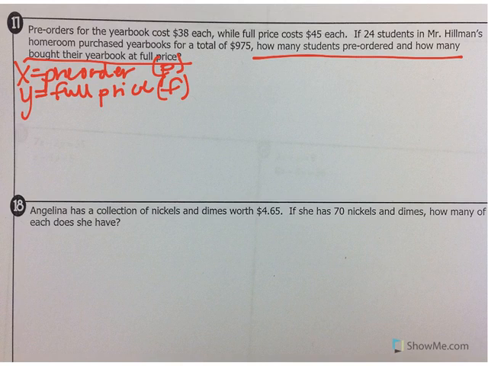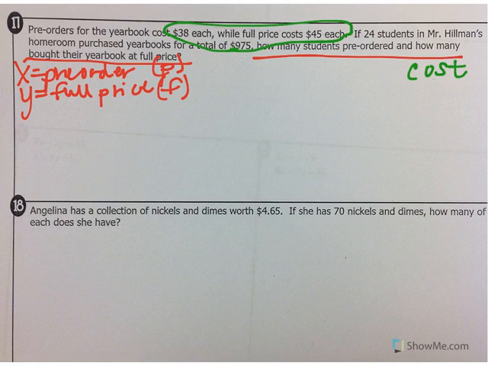Oops, I can't circle it. 38 and 45 and 975 are all costs. Okay? All of those are costs. Well, you have to look at this. So one of your equations is going to be about costs.